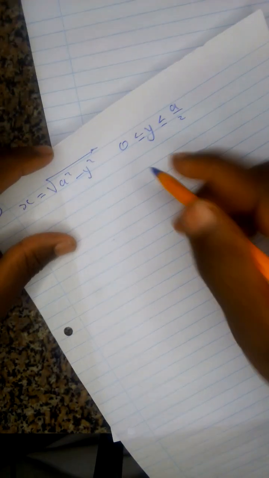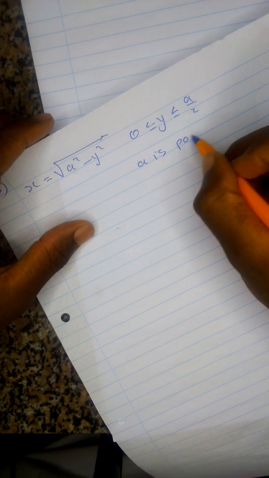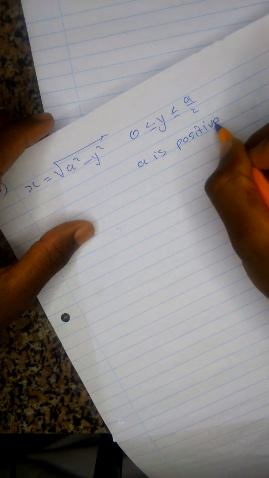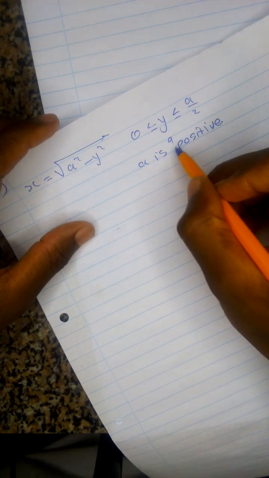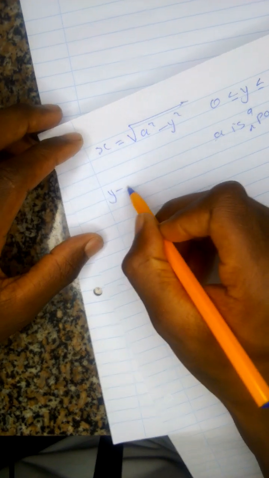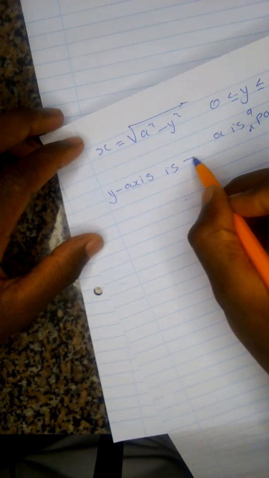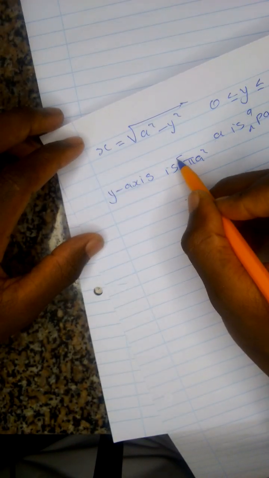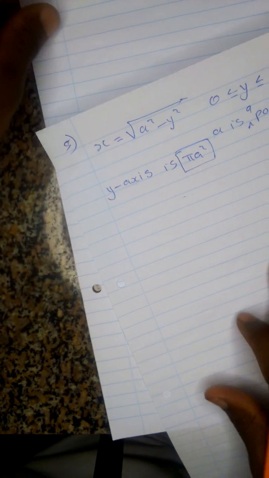right over here they said that a is positive, a is a positive constant, about the y-axis, is pi a squared. So we need to show that. Okay, so let's just carry on. This is just easy stuff, I guess.